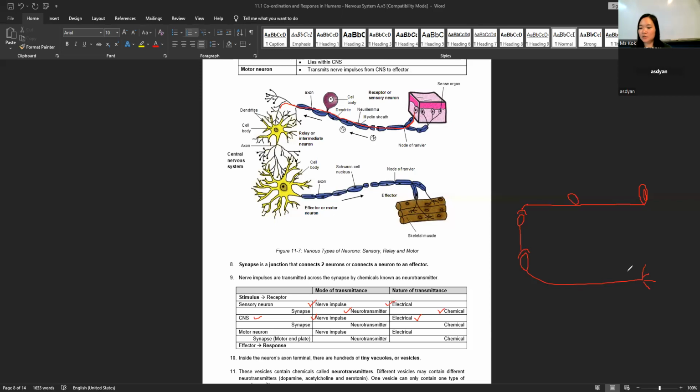Okay, so the movement of nerve impulse along the sensory neuron, relay neuron, and motor neuron is not electricity all the way. It's electricity and then chemical, and then electricity along the relay neuron, and then chemical, and then electricity along the motor neuron. Okay, got it? Very simple.